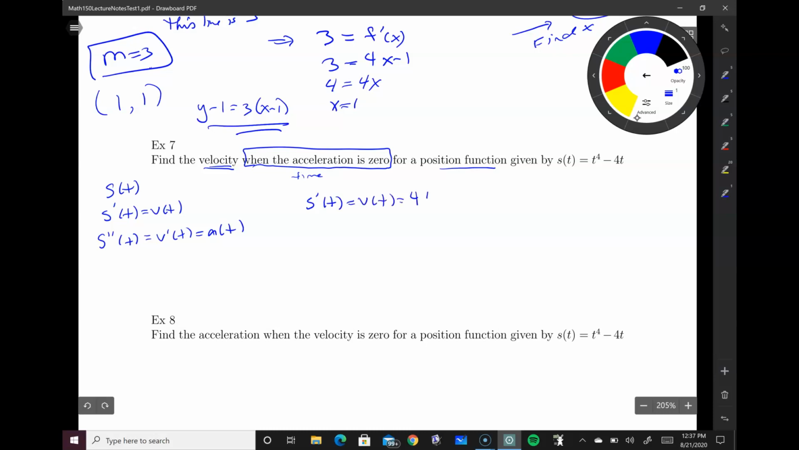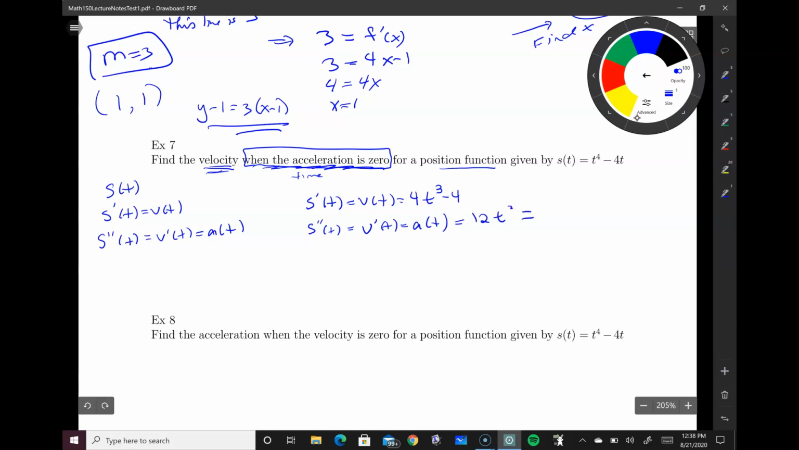So let's go do it. So 4t cubed minus 4. So they want me to find the velocity when the acceleration is 0. So I need to go right to the acceleration. So let's go take another derivative. So v prime, you don't have to write all these. I'm just making sure that you know how to find these, right? So I get 12t squared.